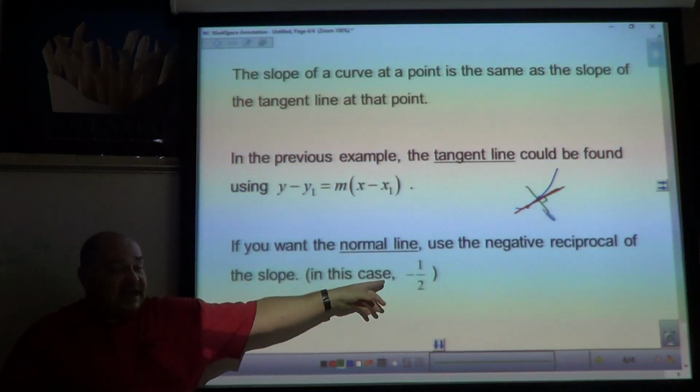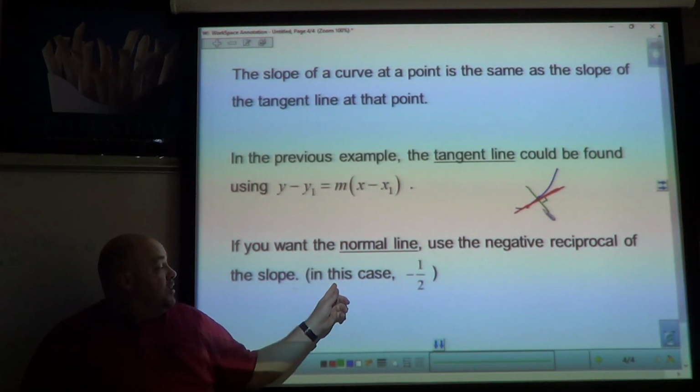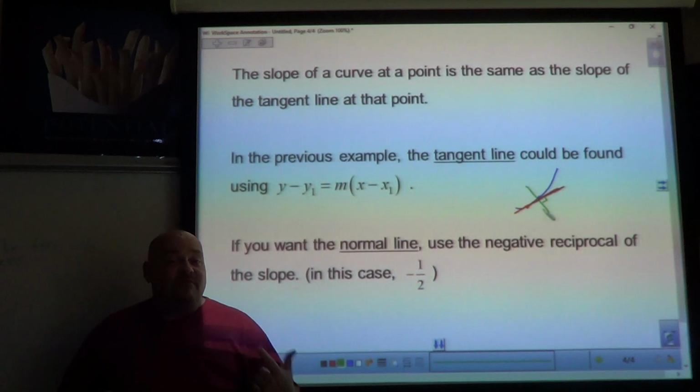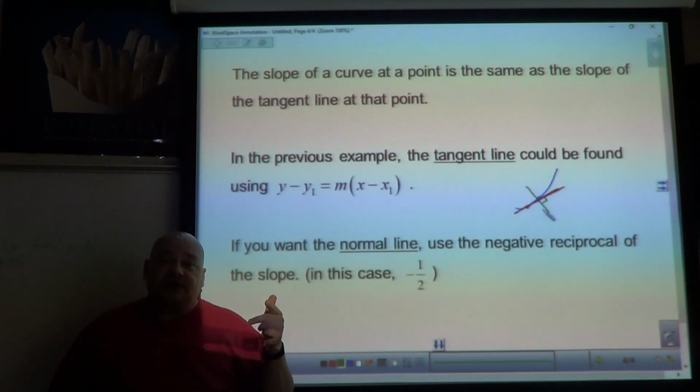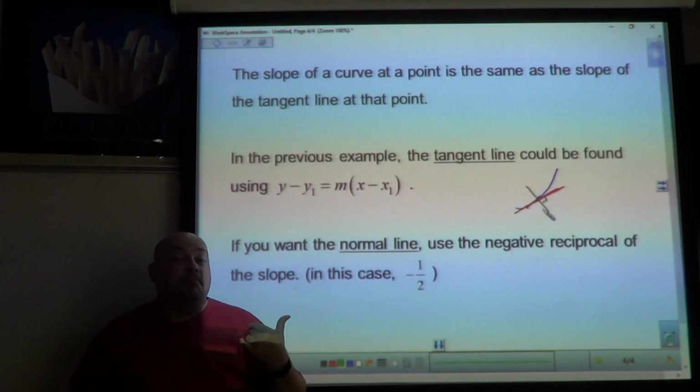So for instance, in that last case where the slope of the tangent line was 2, the slope for the normal line would be negative 1/2. We would think of that fraction as 2 over 1, flip the fraction over to get 1/2 and change the sign to a negative, and that's going to be the slope of the perpendicular or normal line at that point.